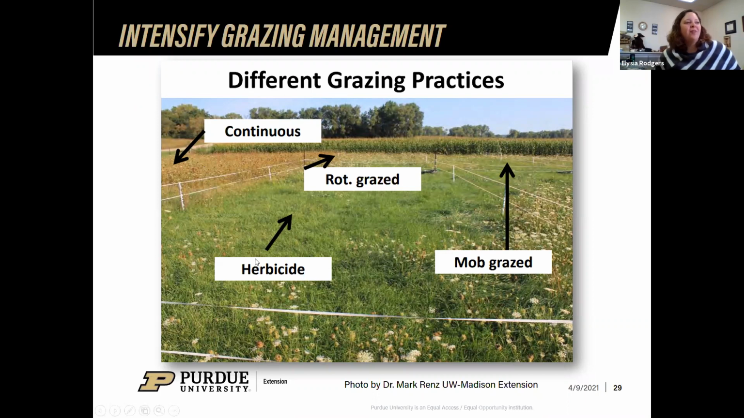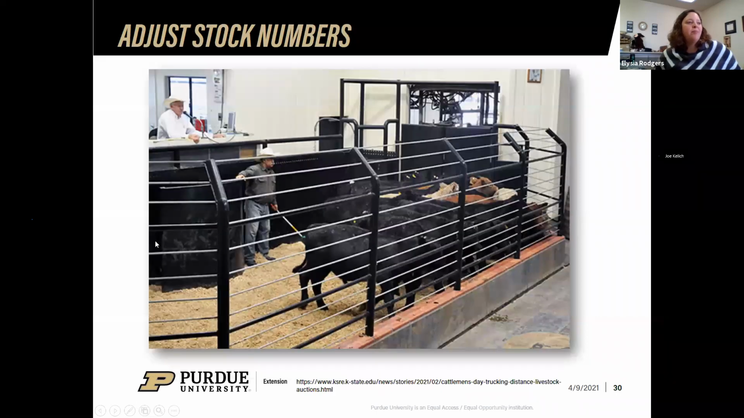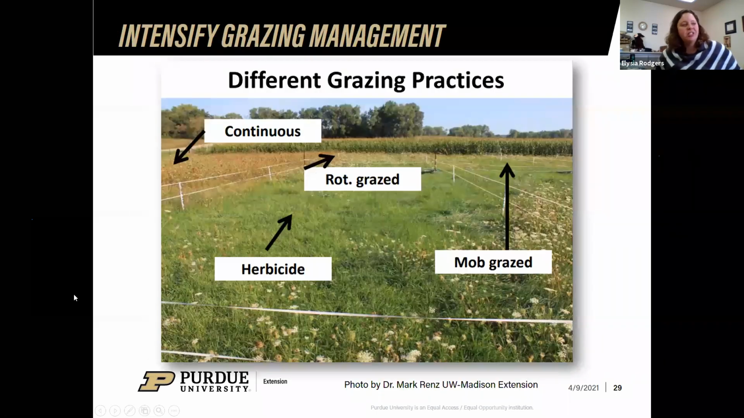Versus in here, they've managed some weeds using herbicides, which is certainly an option. It may be a little more difficult to keep our animals off if there's a restriction period for animals not to graze, but that's an option as well. We can see towards the back where they have rotationally grazed. We still have some weeds in there, but we're seeing some nice grass growth. And then over here on the right-hand side, we see some mob grazed. So not nearly the amount of Queen Anne's lace, a lot more lush green grass, similar to what we see here with the herbicide use.